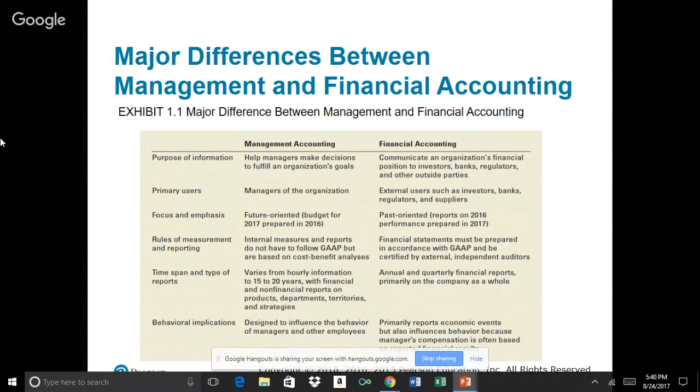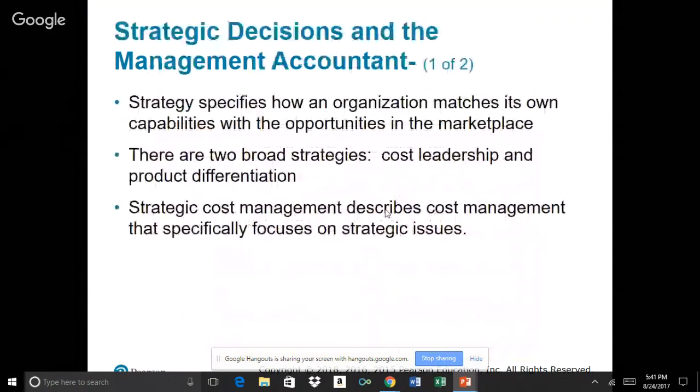Behavioral implications. On the management side, reports are designed to influence the behavior of managers and other employees. So basically, we're taking this management accounting data, analyzing it, and that data helps us possibly compensate the managers for the job they're doing, and give bonuses to employees and things like that. In financial accounting, the primary purpose is reporting economic events, but it also influences behavior because managers' compensation is often based on it.